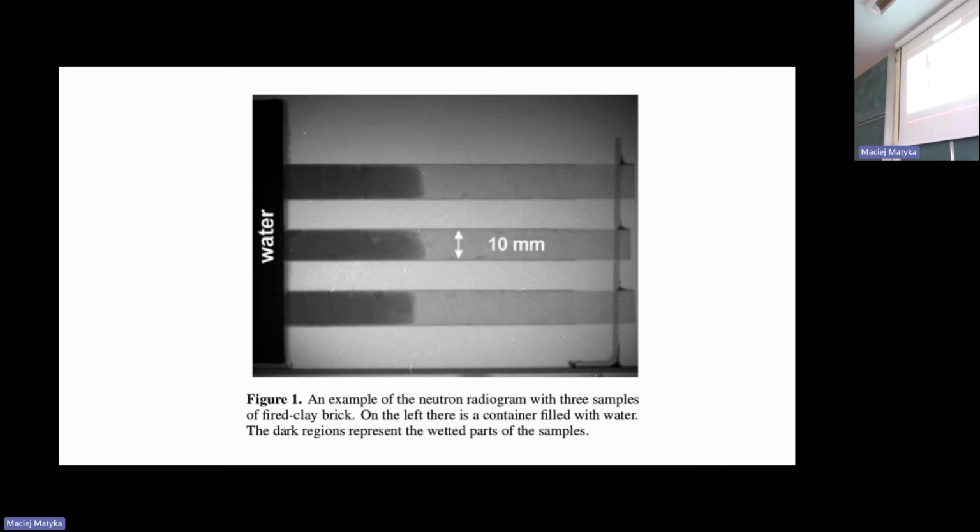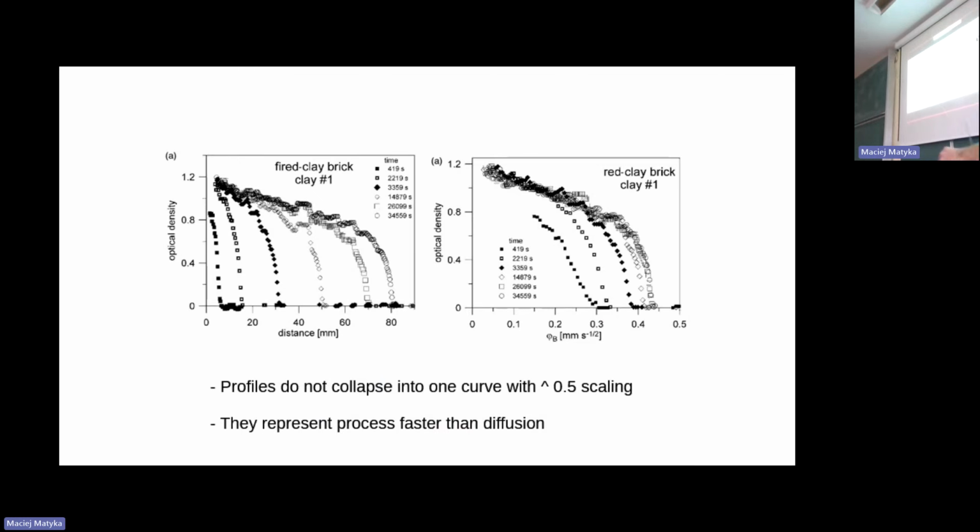There is an empty container, and there are bricks, parts of bricks, 10 millimeters, and there is a current of water that propagates from left to the right. And obviously, it's not the picture that we are interested in, but the profiles of this water. So usually there is like an optical density. So basically, from the picture, the density is taken, and the water front is propagating with some velocity.